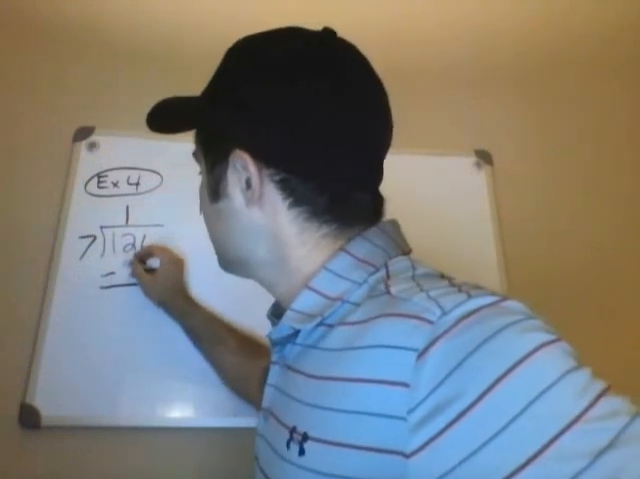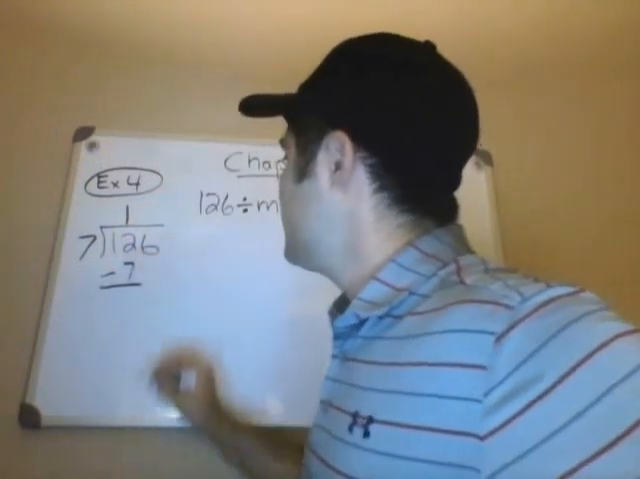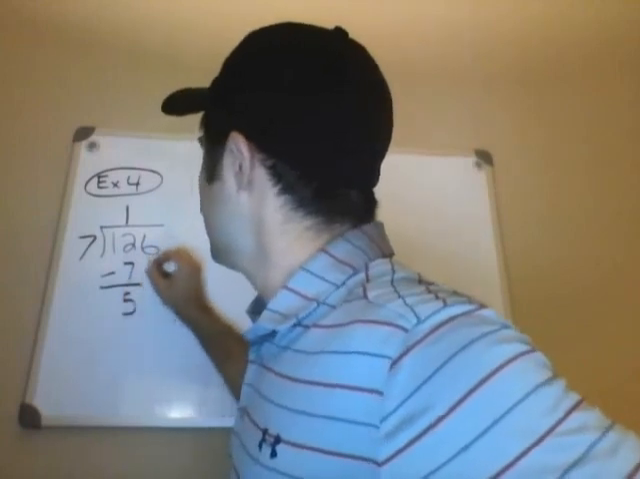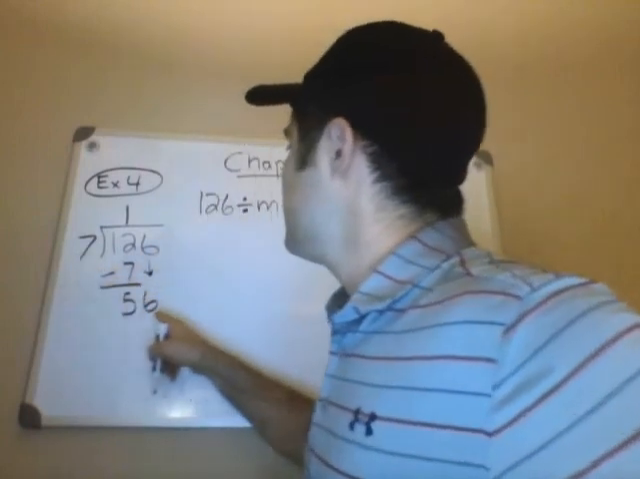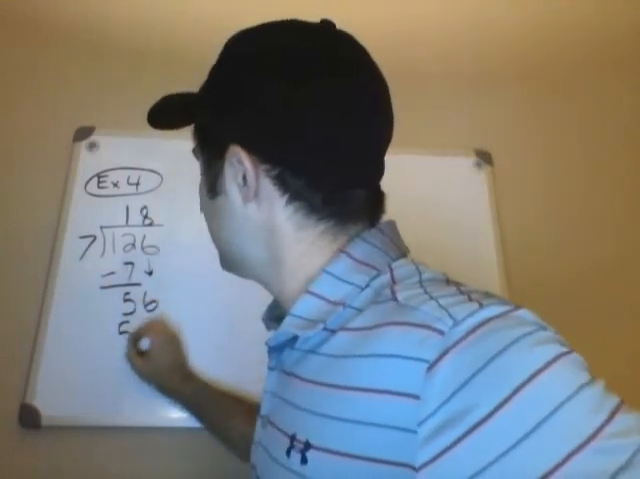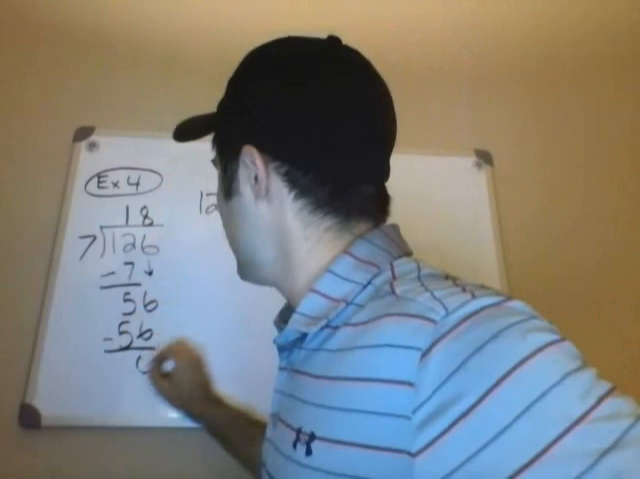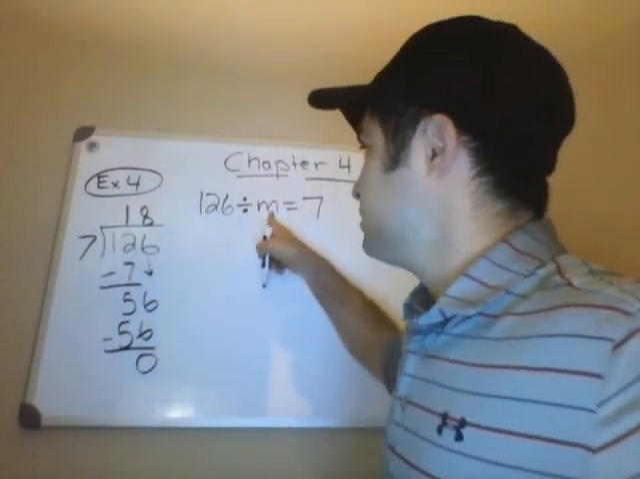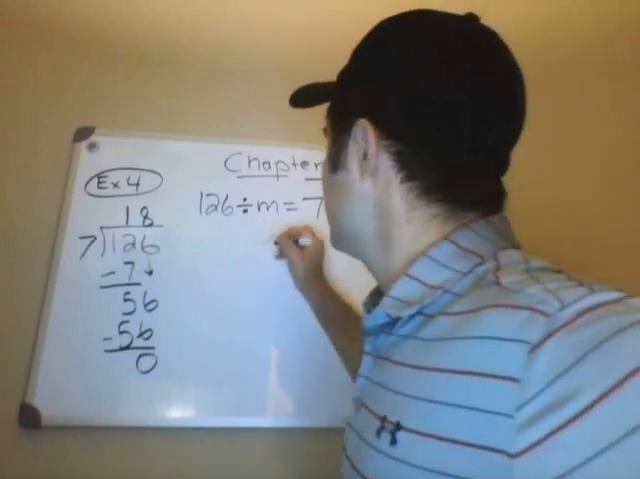Subtract. 12 minus 7 is 5. Bring down your 6. 7 will go into 56 8 times. 8 times 7 is 56. Subtract. So your answer for your missing number is 18.